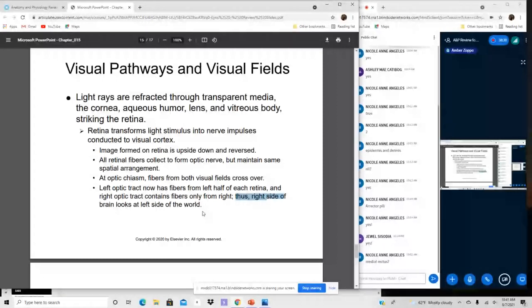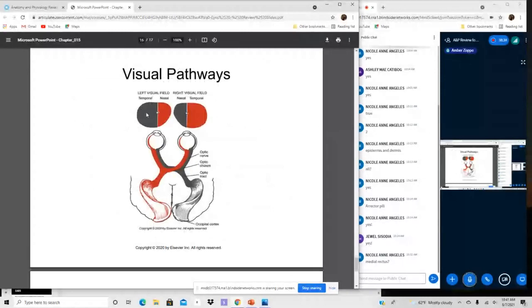Okay, so this picture is showing how these visual pathways work, and it shows how things from the left side of the visual field are sent through the optic chiasm to the optic tract, and they go to the right side of the brain. And the optic chiasm is where they're crossing over to the right side of the brain. The right visual field takes information from the right side, and then it sends it to the left side of the brain. So that's what this picture is showing.